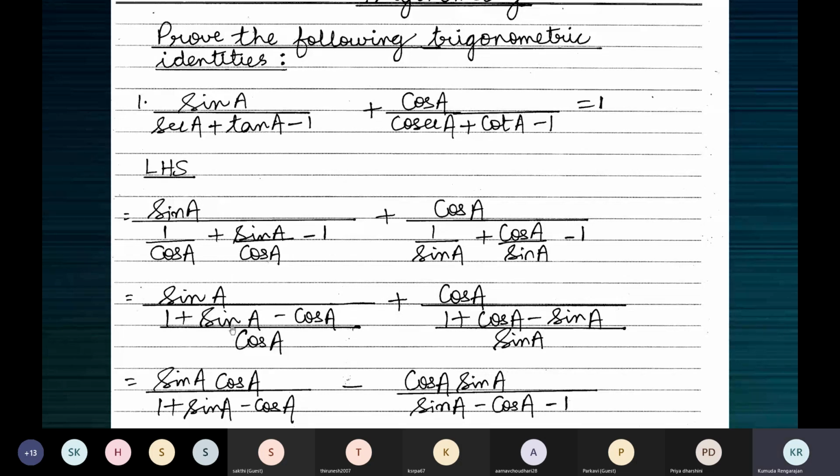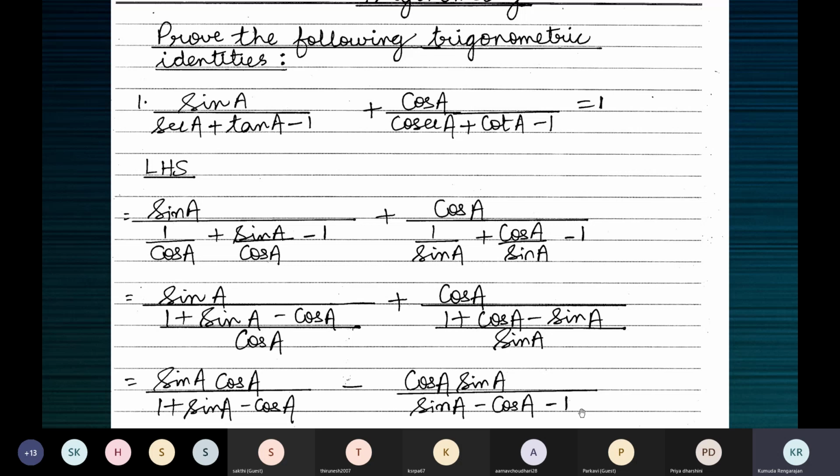This goes up, so sin A cos A. This goes up, so cos A sin A. That's understood. Now this is the denominator. Here I've written it as it is, 1 plus sin A minus cos A. On the other side, this is the denominator. I've written 1 as minus 1, plus cos A as minus cos A, minus sin A as plus sin A. And that means this can happen.